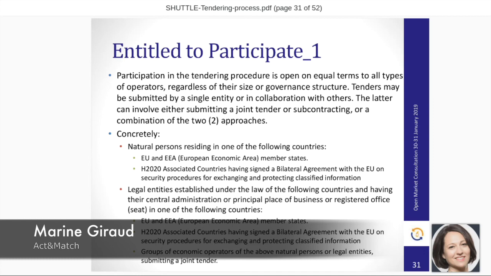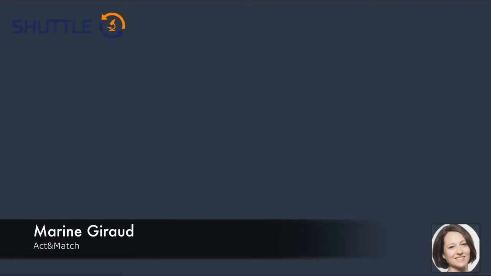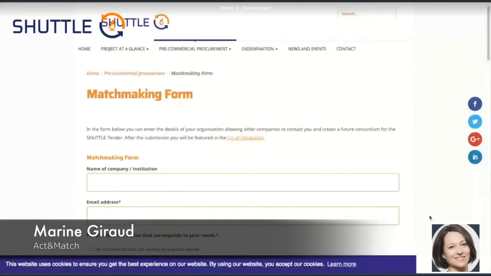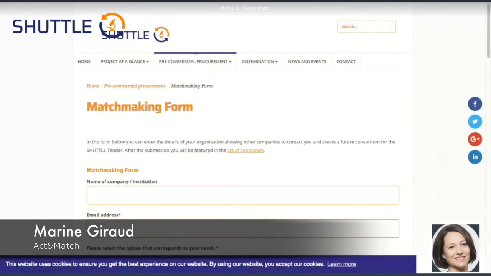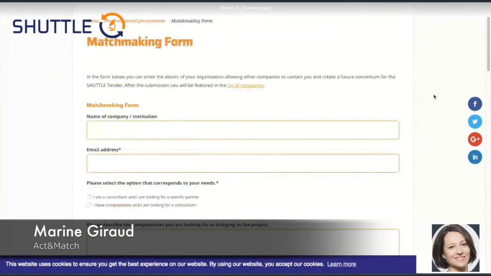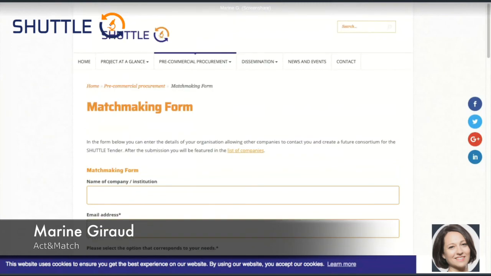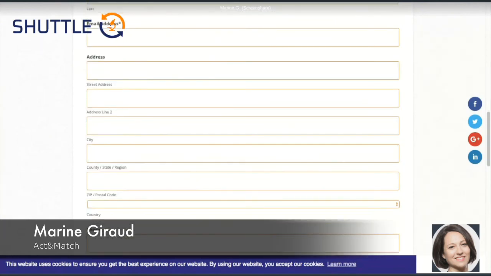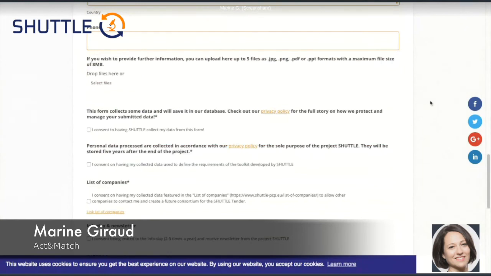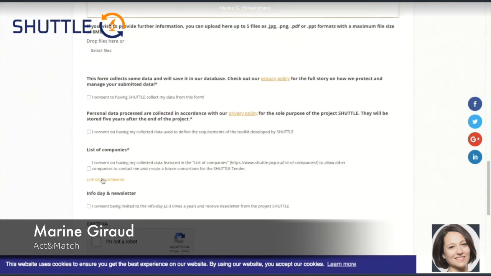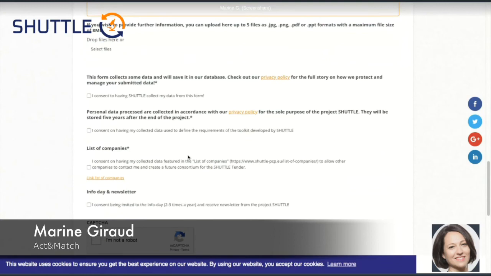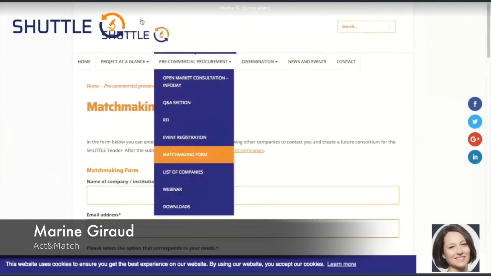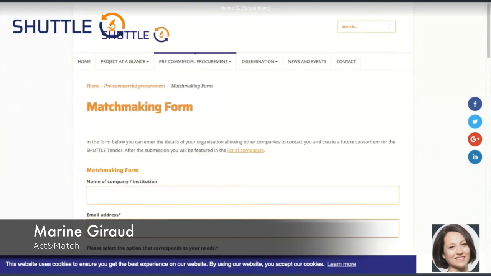I wanted just to broadcast the matchmaking form, just to show you. I hope you can see my screen right now. So this is on the Shuttle PCP EU website, and you see the matchmaking form. So please do not hesitate to get back to that after the webinar if you want to. You see you have also the list of companies to partner with. So this link can be sent to you also after the webinar.